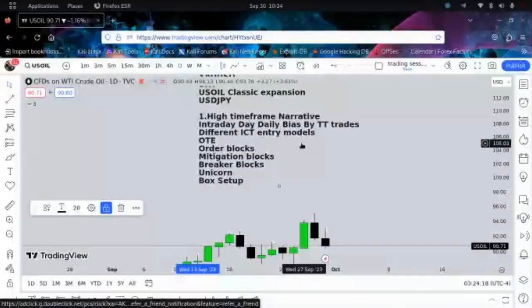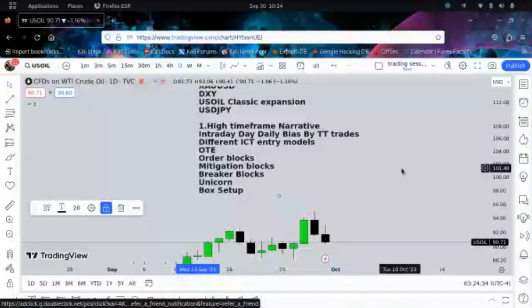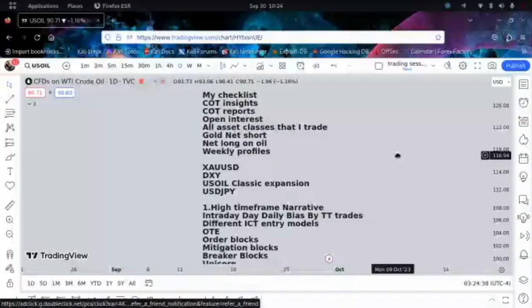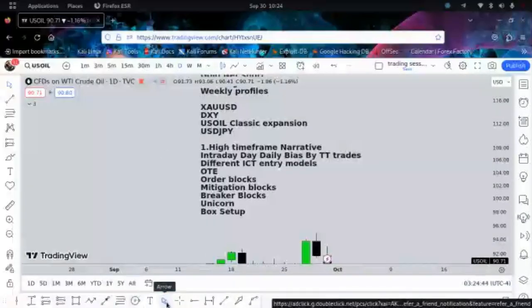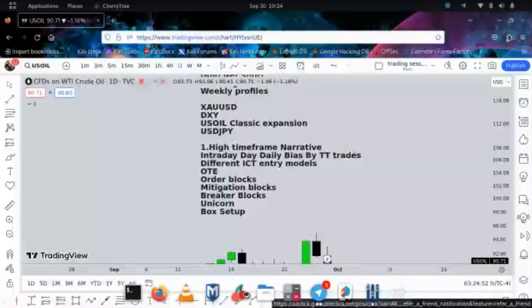Then we have the different ICT entry models. We have the optimal trade entry, we have the order blocks, we have the mitigation blocks, we have the breaker blocks, we have the unicorn, and the box setup. All these entry models should be on your fingertips before you actually start trading intraday or scalping, because there are lots of opportunities within this range if you actually learn all these trading models. So you need to learn all these trading models and how they work.